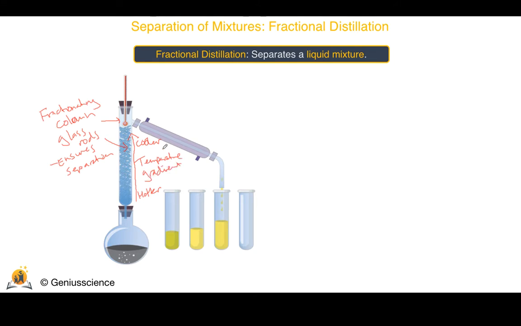It is hotter at the bottom of the fractionating column because there it is closer to the heat source that is heating our crude oil mixture. And just like simple distillation, we have the Liebig condenser connected up.